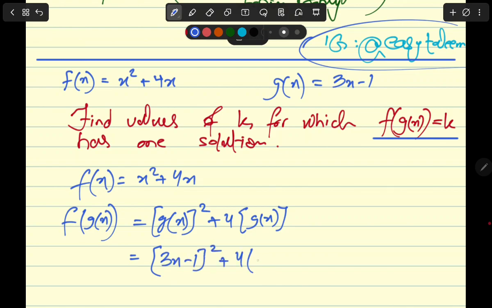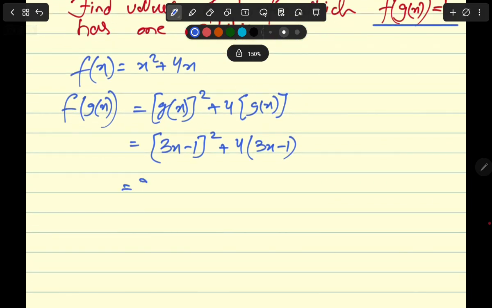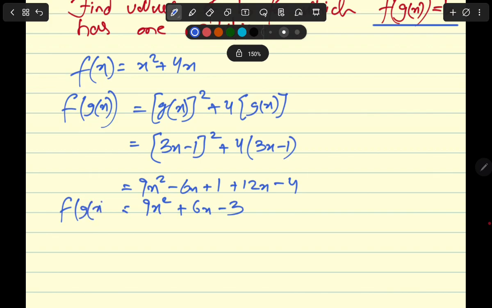plus 4 times 3x minus 1. Now we are going to expand it. So this is nothing but 3x squared minus 6x plus 1 plus 12x minus 4. So the simplified form is going to be plus 6x minus 3. So this is f of g(x), and we are told that this is equal to k.